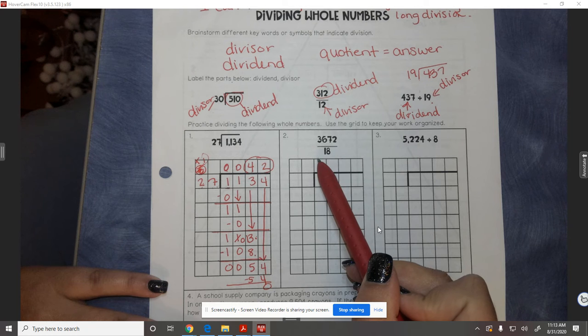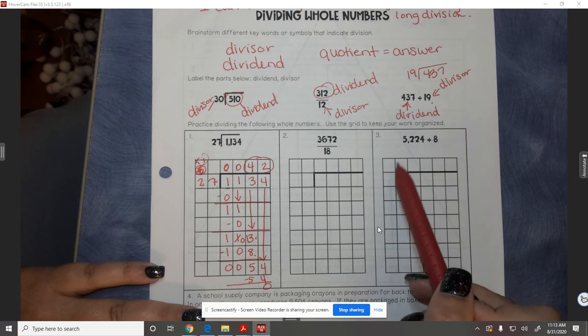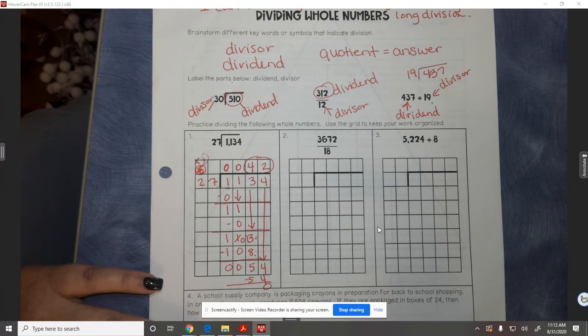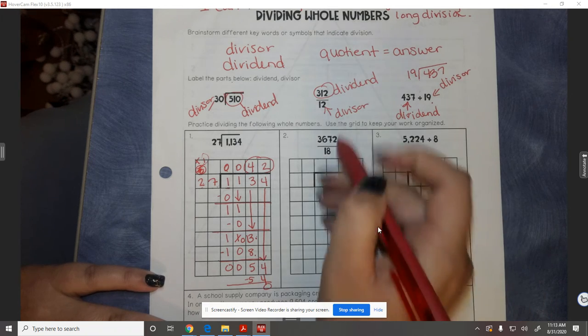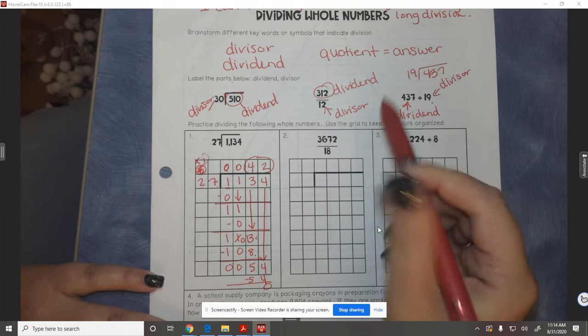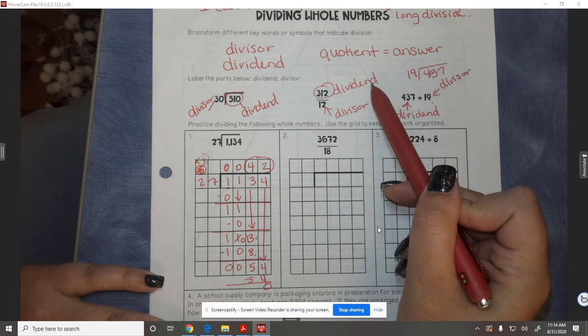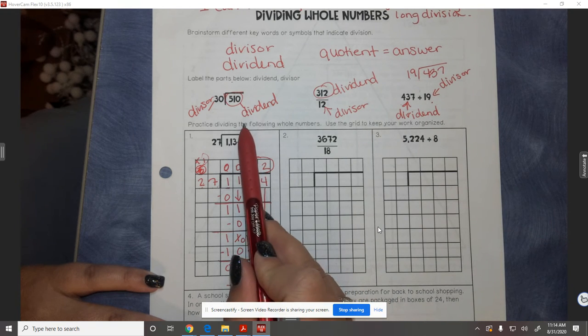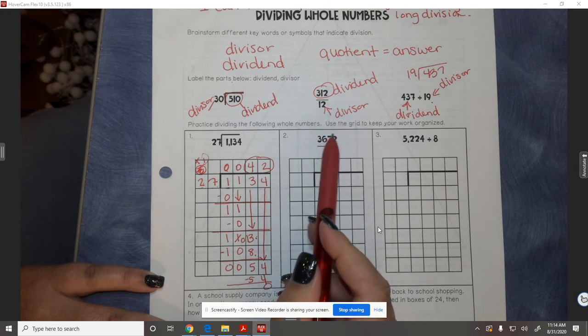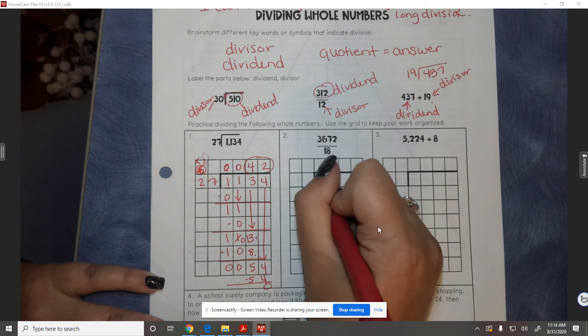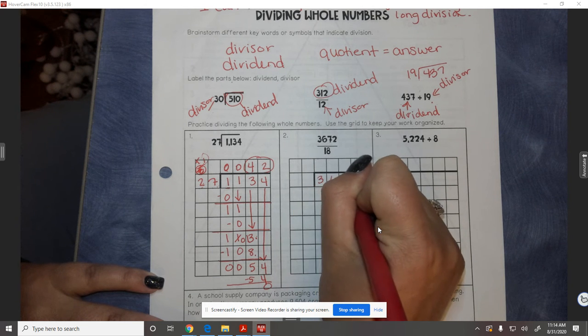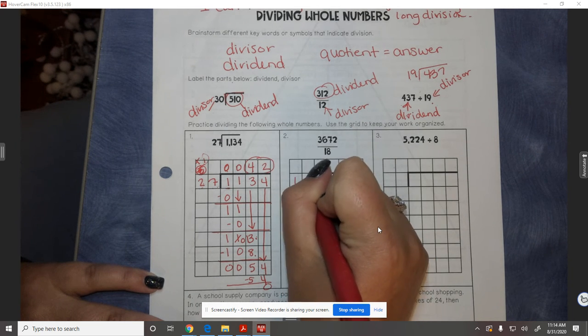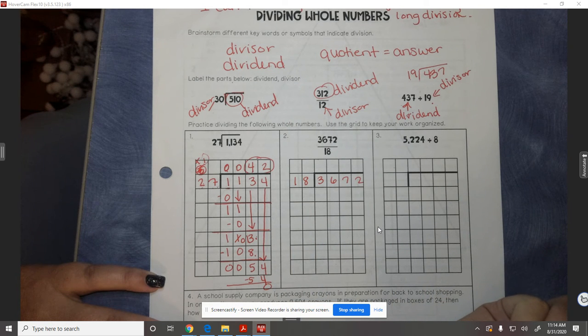Alright, we're going to try number 2, and then I'm going to have you pause the video, and you're going to try number 3 on your own, and then we're going to check it. Okay? So, like we said, the numerator, if we look up here, is the dividend. And if you look over here, the dividend goes inside the house. So, top number is going to go inside the house. The numerator goes inside. Denominator goes outside.